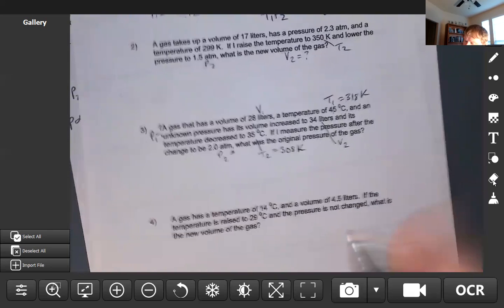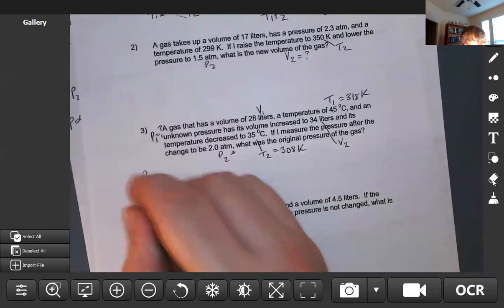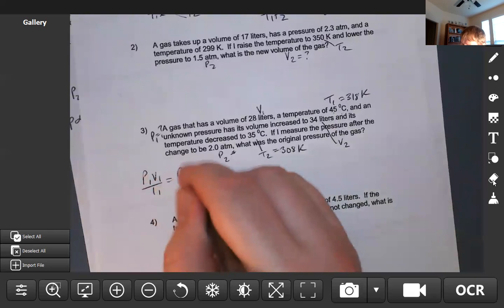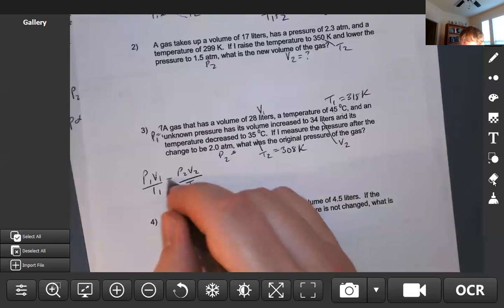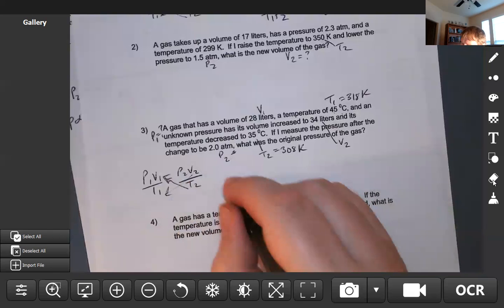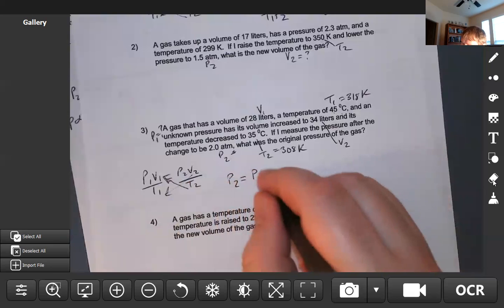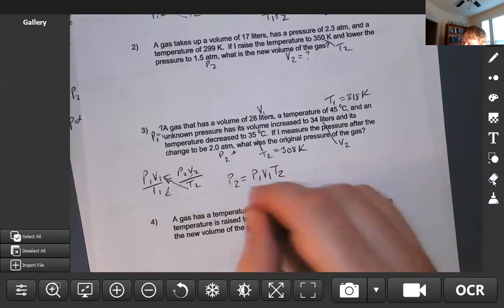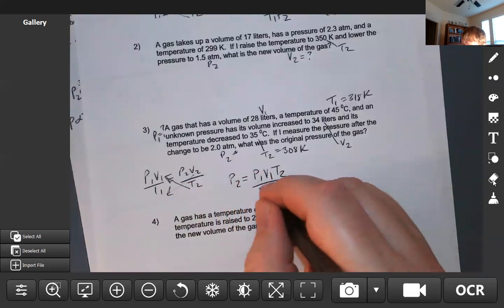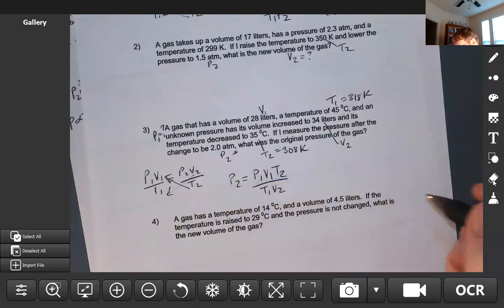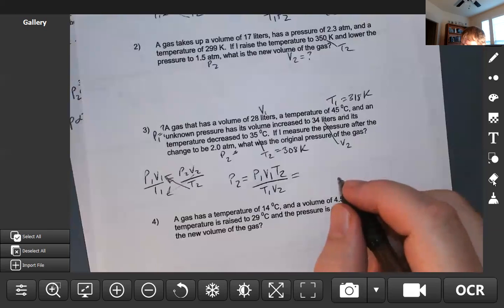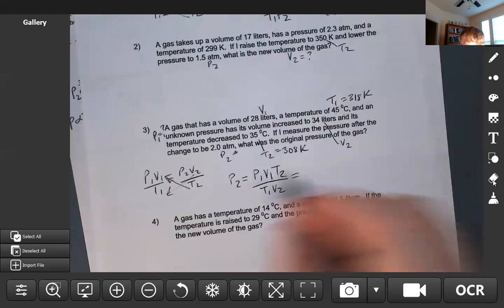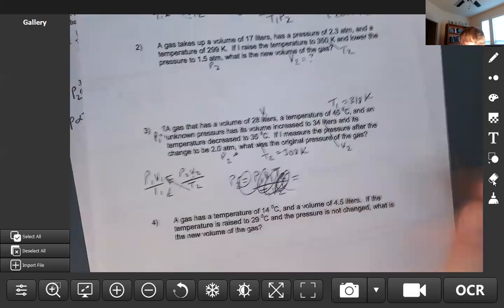All right, so again, the combined gas law, P1 V1 over T1 equals P2 V2 over T2. This time we are looking for P2, so I'm going to take T2 that way. I'm going to take V2 that way. P2 will equal P1, V1, T2. That didn't change. Over T1, V2. I must be getting tired.